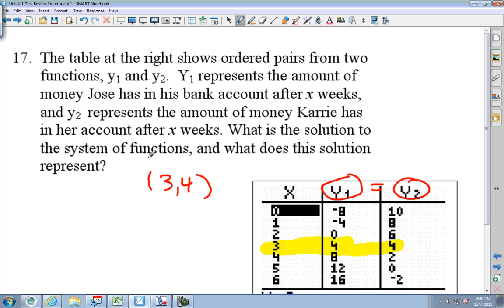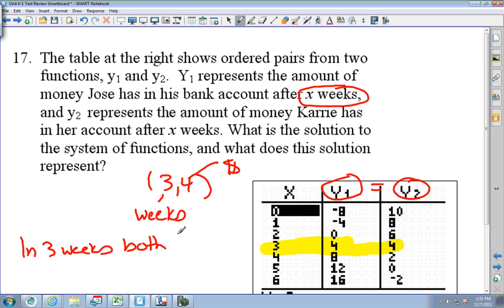Now, what is this talking about? It talks about x being the number of weeks. So in 3 weeks, the amount in the account, they both have $4. So it means in 3 weeks, both have $4.